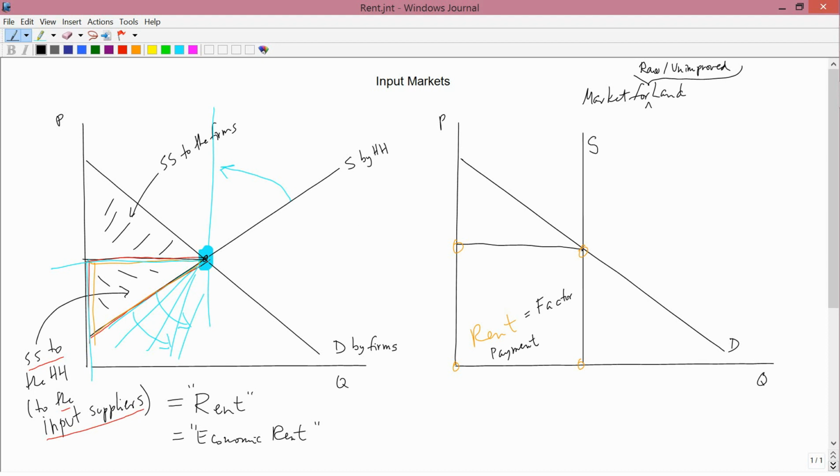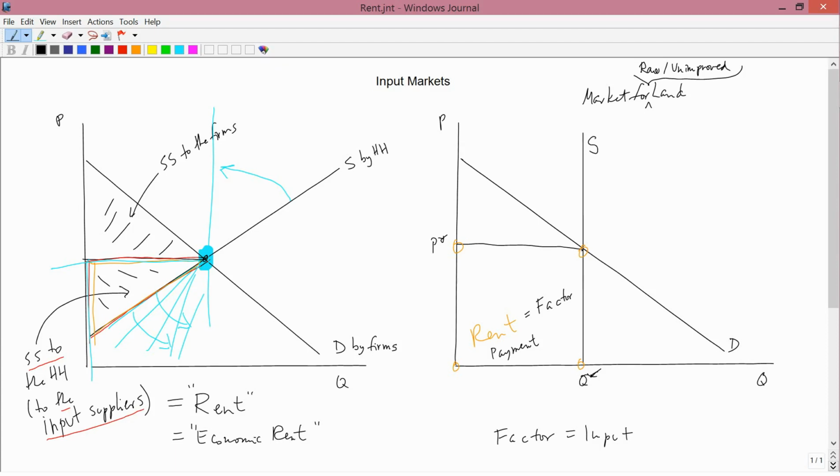So in economics, the term factor is often used as a synonym for input. And on this right-hand diagram, the payment for land is just the price times the quantity. Well, the price is P star, and the quantity is Q star, and price times quantity is that rectangle. So in other words, all of the factor payment, all of the payment for land is economic rent.